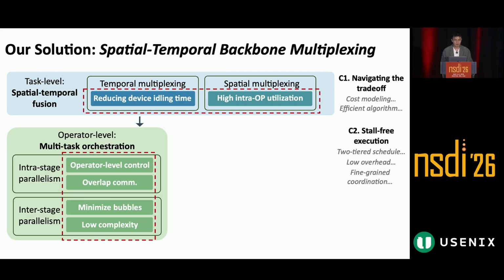At the operator level, it is important to schedule the execution in both intra-stage and inter-stage parallelism. For intra-stage, we should employ operator-level control to mitigate interference and overlap communication of a task with computation of others. For pipeline parallelism, we should schedule multitask micro-batches to minimize pipeline bubbles with low scheduling overhead.